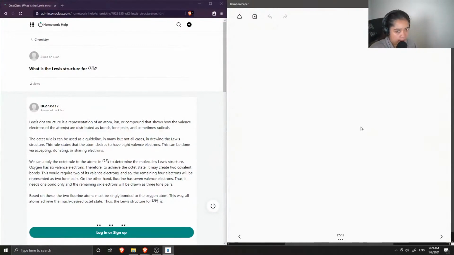Okay, so question 6. What is the Lewis structure of oxygen difluoride? So let's first find the total valence electrons in the molecule.